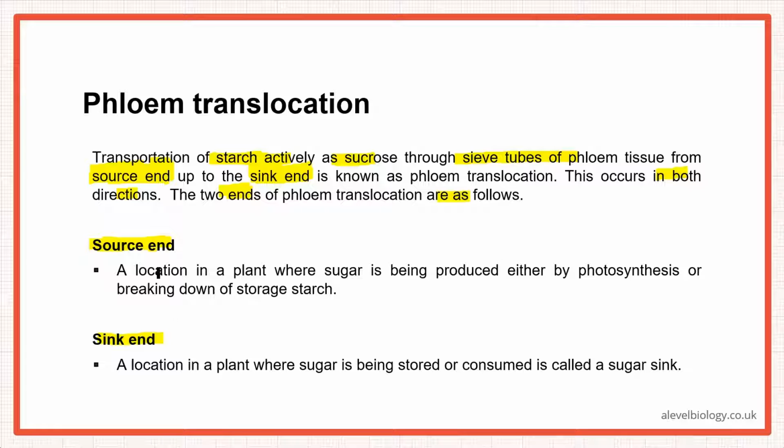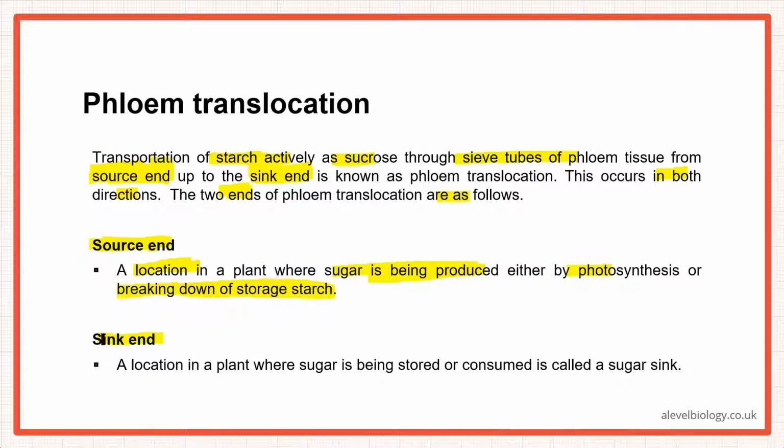Okay, so what is the source end? It is the location in the plant where the sugar is being produced either by photosynthesis or by breaking down of storage. Okay, so remember it is either the site of production, which definitely is the leaf when it is being made through photosynthesis, or it can be the breaking down of the storage starch. So both of these can serve as the source end.